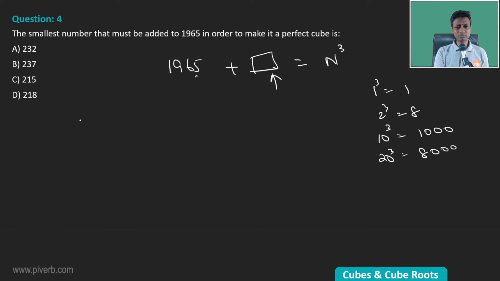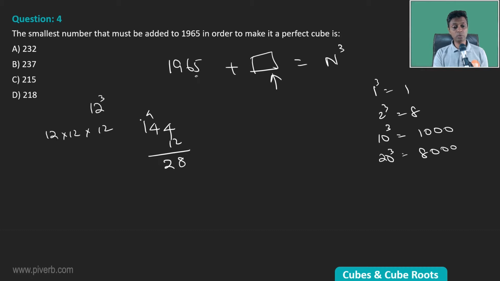So let's think about it: from 1000, you have to go all the way close to 2000. Right? So let's think about maybe 12 cube. Then we'll step out from there. 12 cube is 12 into 12 into 12. 12 and 12 is 144. 144 into 12. 12 fours are 48, 8, 4. 48 plus 452, 2, 5, 1728. 1728 is much larger than 1000, but it's not larger than 1965. So the answer we are looking for is not 12 cube.